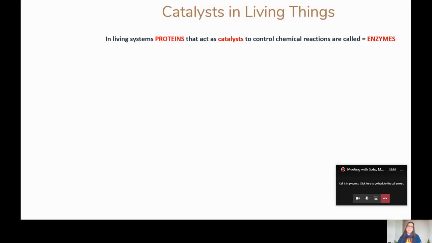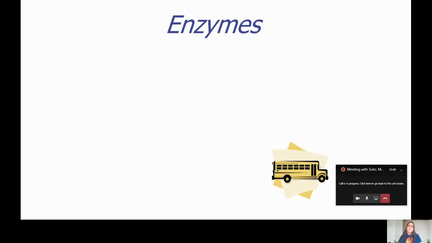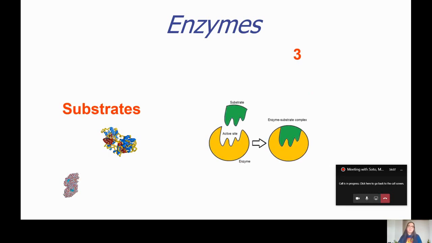Okay, in living things, we have a lot of these catalysts, which are, like I mentioned earlier, proteins. The name of these catalysts for living systems is enzymes, okay? So enzymes are just proteins that help us speed up chemical reactions in our body, okay? They are catalysts that decrease that activation energy in order for us to get a chemical reaction done faster.